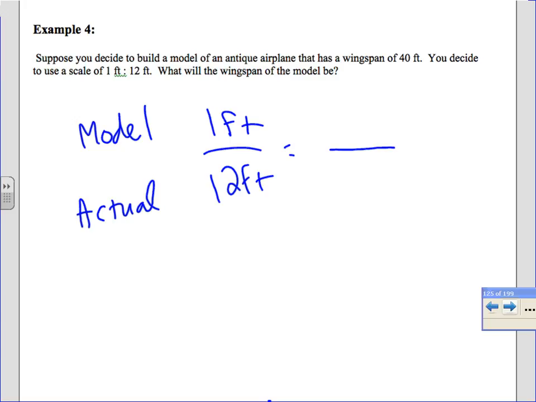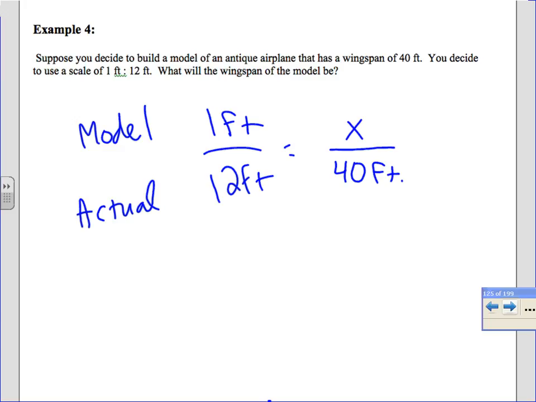40 feet is the actual size. That's how much that antique airplane is going to be. You're going to build a model of it. You don't want your model to have a wingspan of 40 feet. Too big. You want your model to be much smaller. You want to scale it down. So let's use cross products and solve. We'll go through this together this time.